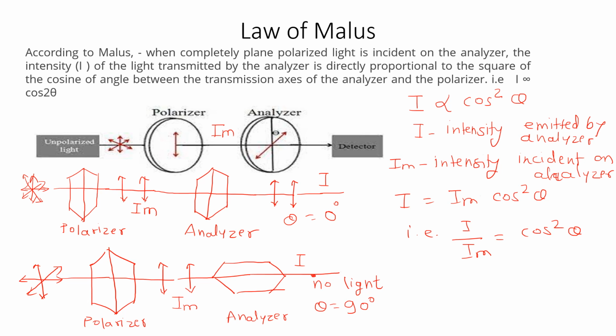All light which is incident on the analyzer will pass through the analyzer when the angle between polarizer and analyzer is 0. When the angle between the plane of polarizer and analyzer is 90 degrees, then the intensity of light coming out of the analyzer is 0, because cos square 90 will be 0. So I will be equal to 0 here. This is about law of Malus.